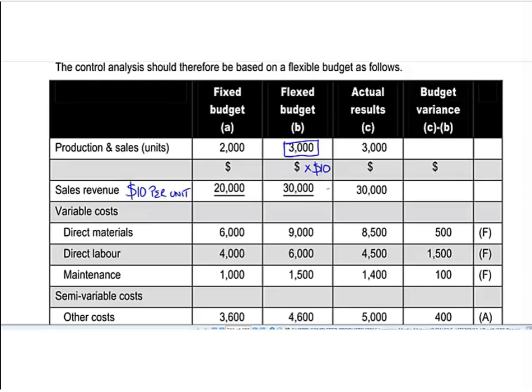If we now compare that to what we actually got from selling 3,000 units, we can see that we actually got 30,000 also, so therefore we've still obtained that selling price of $10 per unit, and therefore there has been no variance in relation to sales revenue. So what we received from selling 3,000 units was what we would expect to get from selling 3,000 units. There was no change in the selling price.